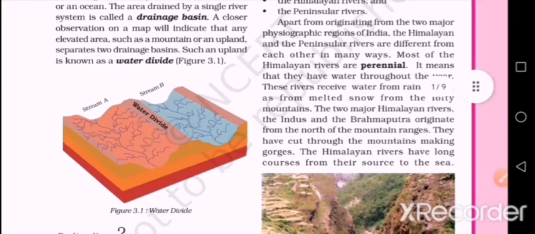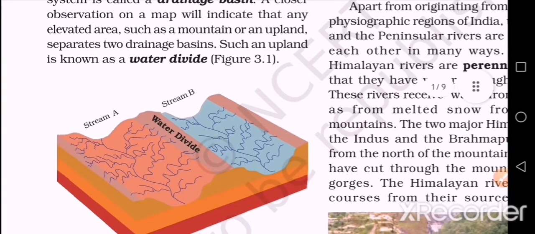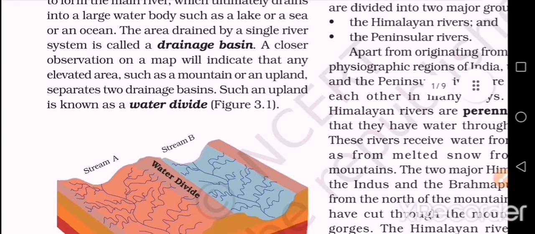In this picture you can see two colored areas, one blue and another orange. These two areas are drained by some rivers. These two, stream A and stream B, these areas are called river basin or drainage basin. You see the water divide in the middle of both of these drainage areas. Water divide is actually an upland or mountain from which these rivers are originating. You can see the water divide in between the river basins.